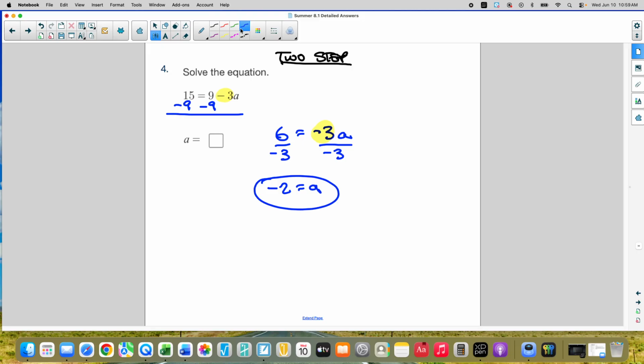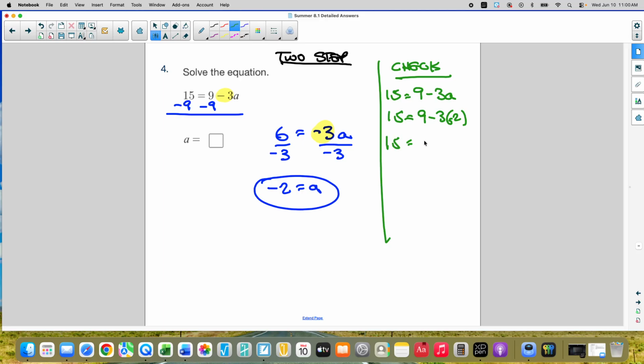Now, we could always go in and check. This is a good, interesting step. If we want to check our answer, we take the starting equation and we're going to substitute this value in for a. And we have 9 minus 3 times -2. 15 equals 9 plus 6. We're not moving things. We're just simplifying down this right side. And we get 15 equals 15. If the left side equals the right side, that means our answer is correct. A equals -2 is a solution.